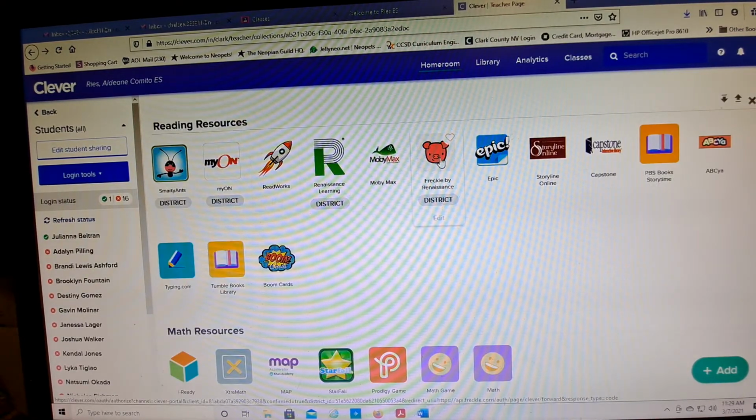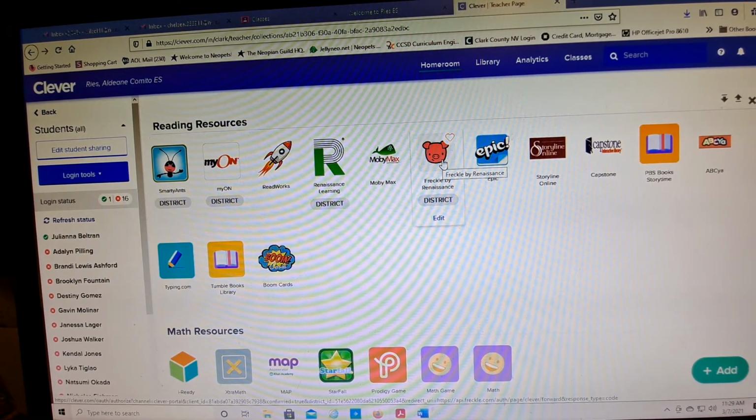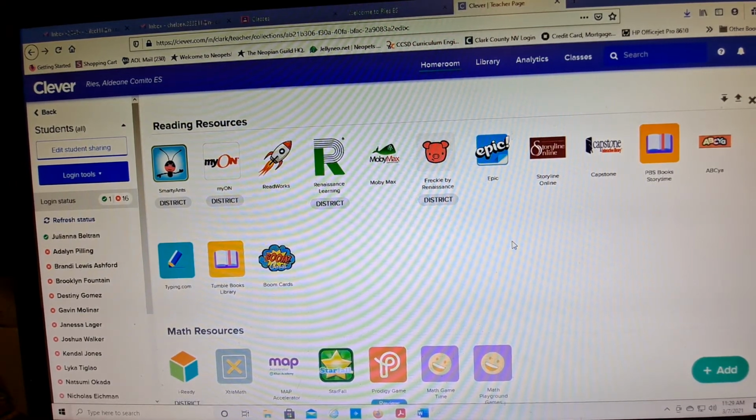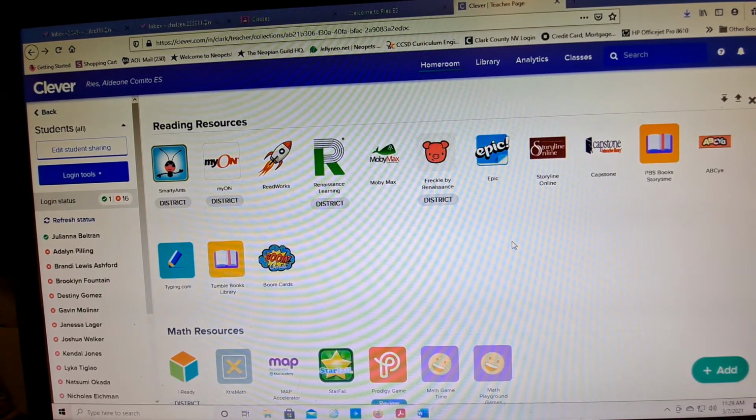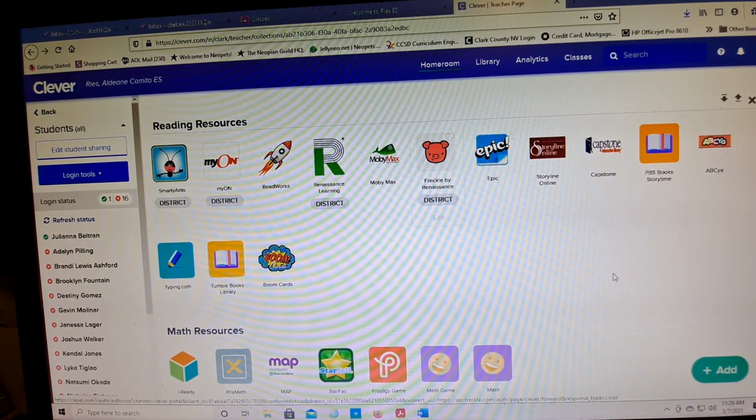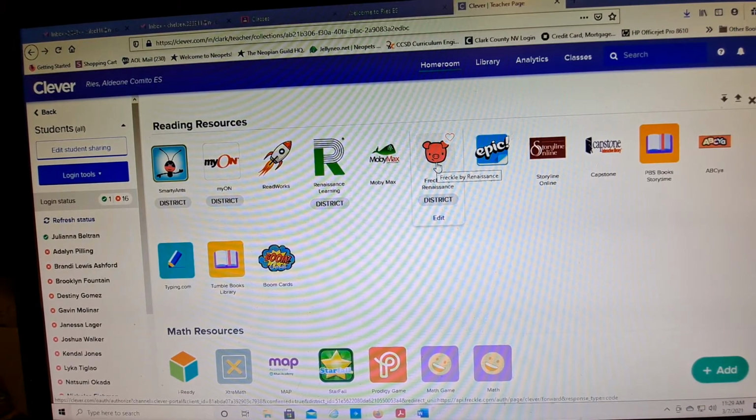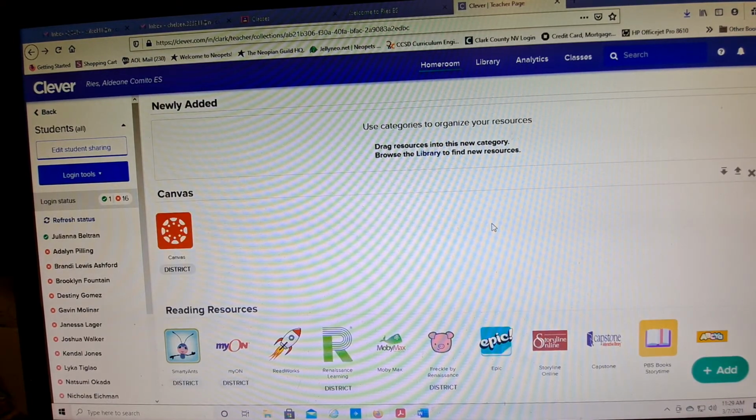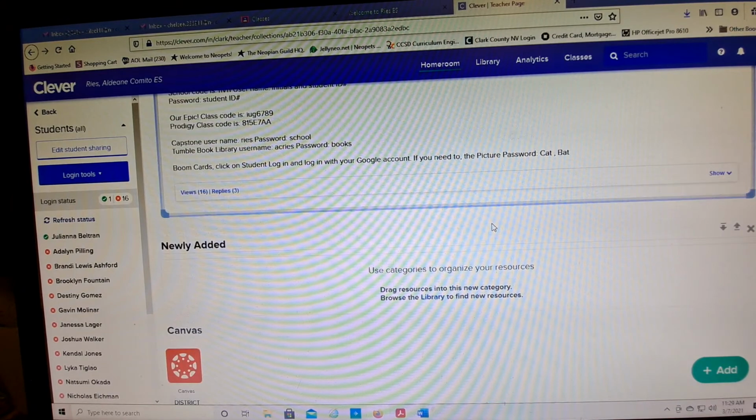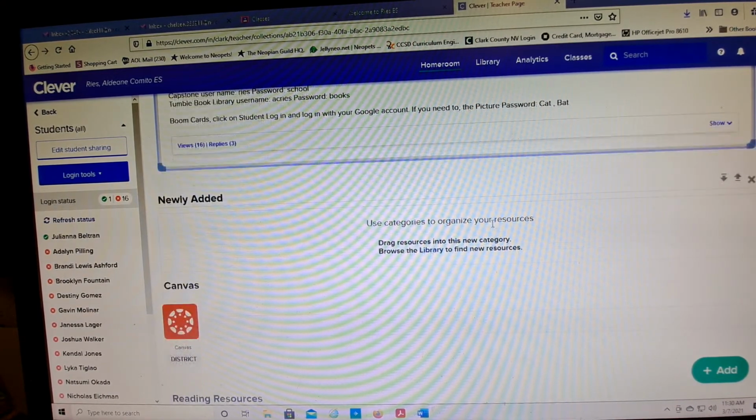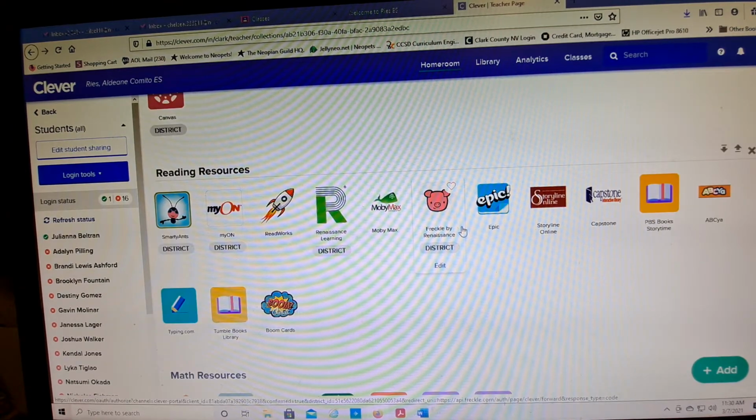The district added this resource called Freckle by Renaissance. It's actually a resource that I used the last 3 or 4 years teaching with my classes. I hadn't this year, but the district is offering it now, so the kids do have access to go to Freckle. They should be able to log in with their Google account, through Clever. So they should just be able to click that and be able to get into Freckle.